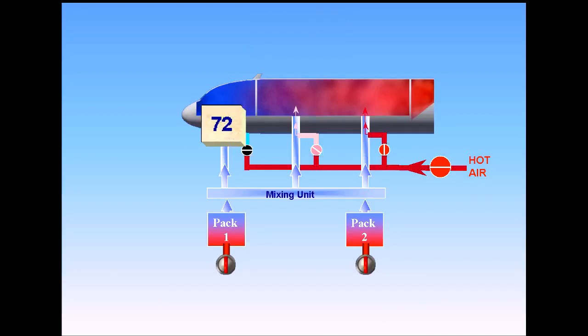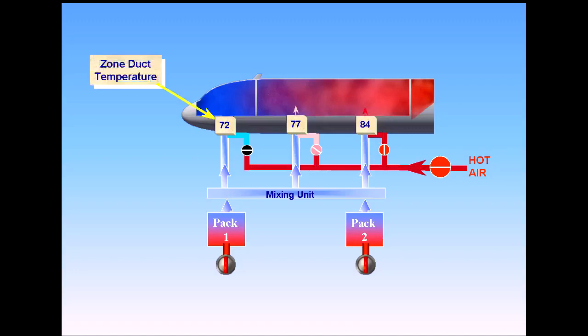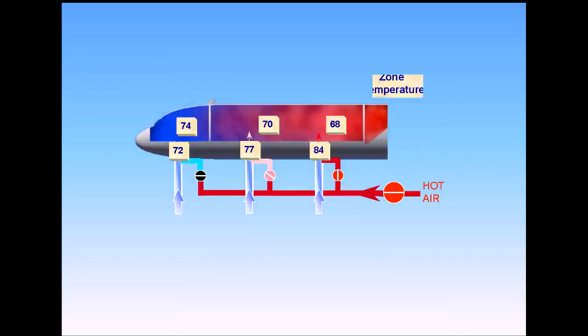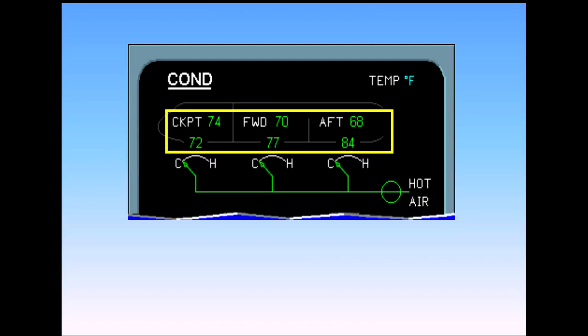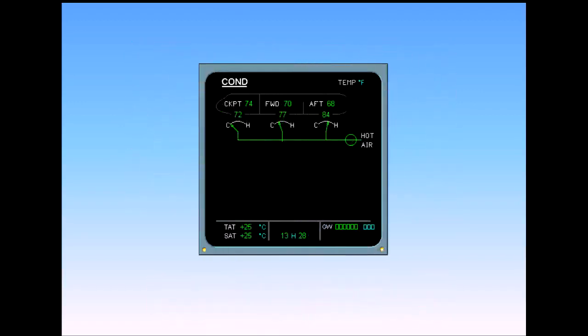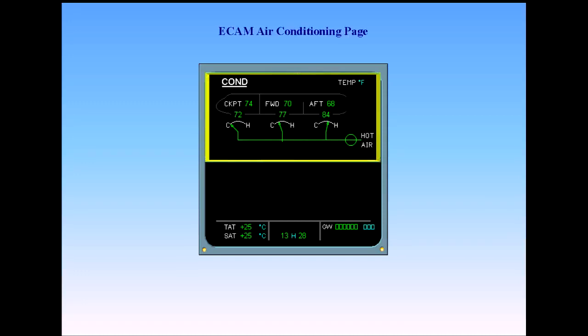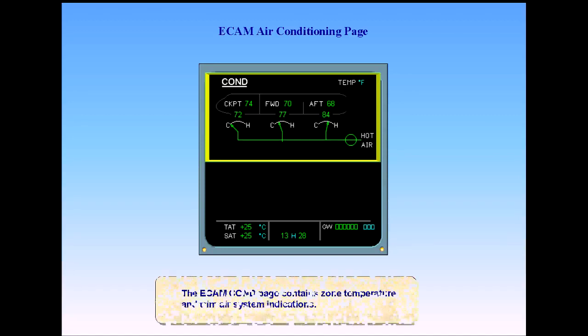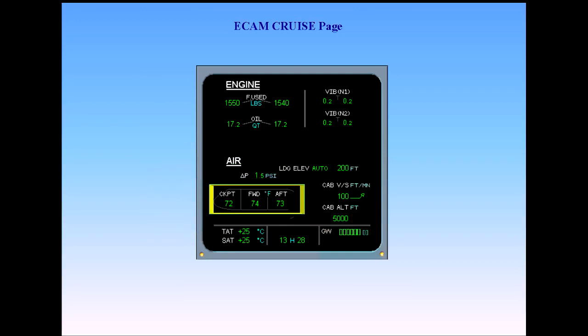Zone duct temperature, which is the temperature of the air entering a zone, and the actual zone temperature are monitored by the zone control computer and presented on ECAM. The ECAM conditioning page contains zone temperature and trim air system indications. The ECAM cruise page also contains zone temperature indications.